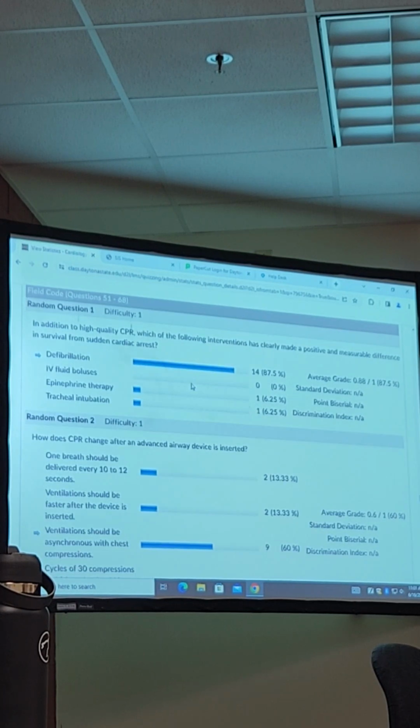In addition to high-quality CPR, which has clearly made a positive, measurable difference in survival: defibrillation. That's why AEDs are everywhere.